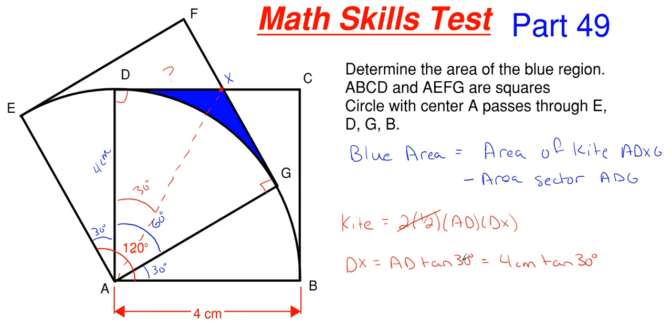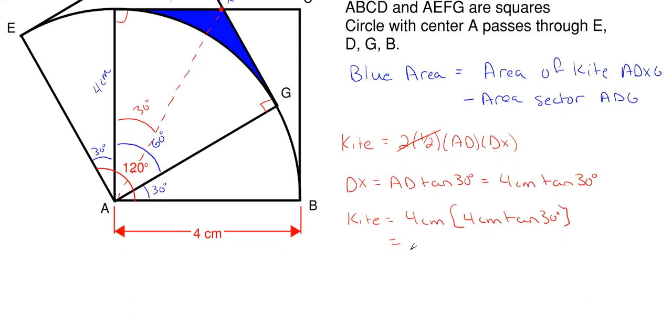So to get our kite area, we would just take 4 centimeters times 4 centimeters tangent of 30 degrees. And this would give us an area for my kite. And if you want the exact area, it would be 16 times the square root of 3, all divided by 3 centimeters squared. And if you wanted to approximate that out, you have 9.238 centimeters squared of area. All right, so that takes care of our area of our kite.